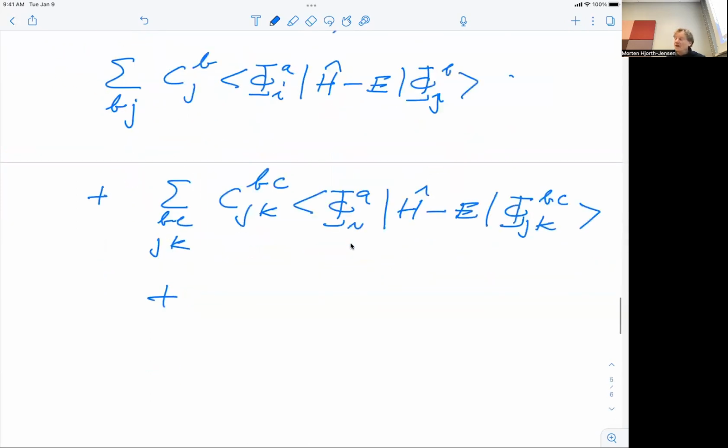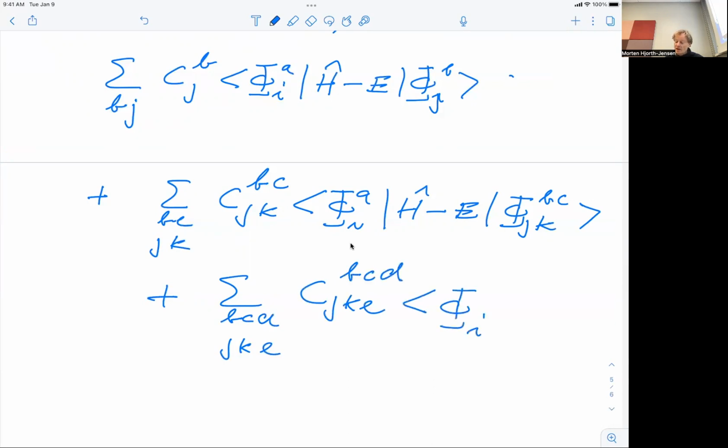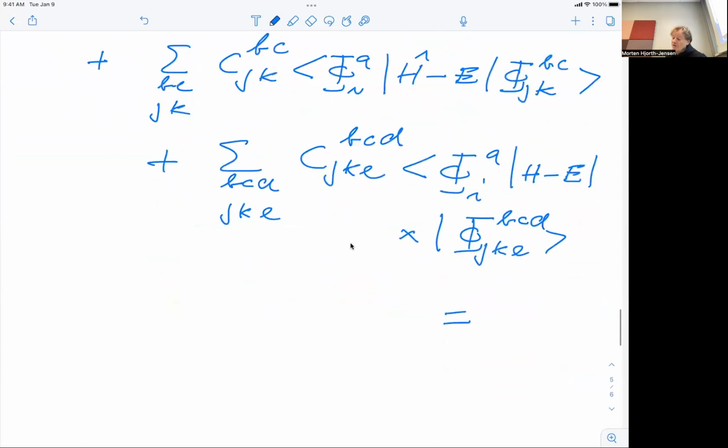and plus, but now I also have a free particle free hole term. So I need to have a sum over BCD, JKL. There is a coefficient CJKL, a free particle free hole coefficient. And then I have my state phi of I of A, H minus E, and this is multiplied with the state phi JKL of BCD. Now, this term is the last one, because we cannot link a one particle, one hole excitation with a three particle, three hole if we have only a two body interaction. So this is equal to 0 again.